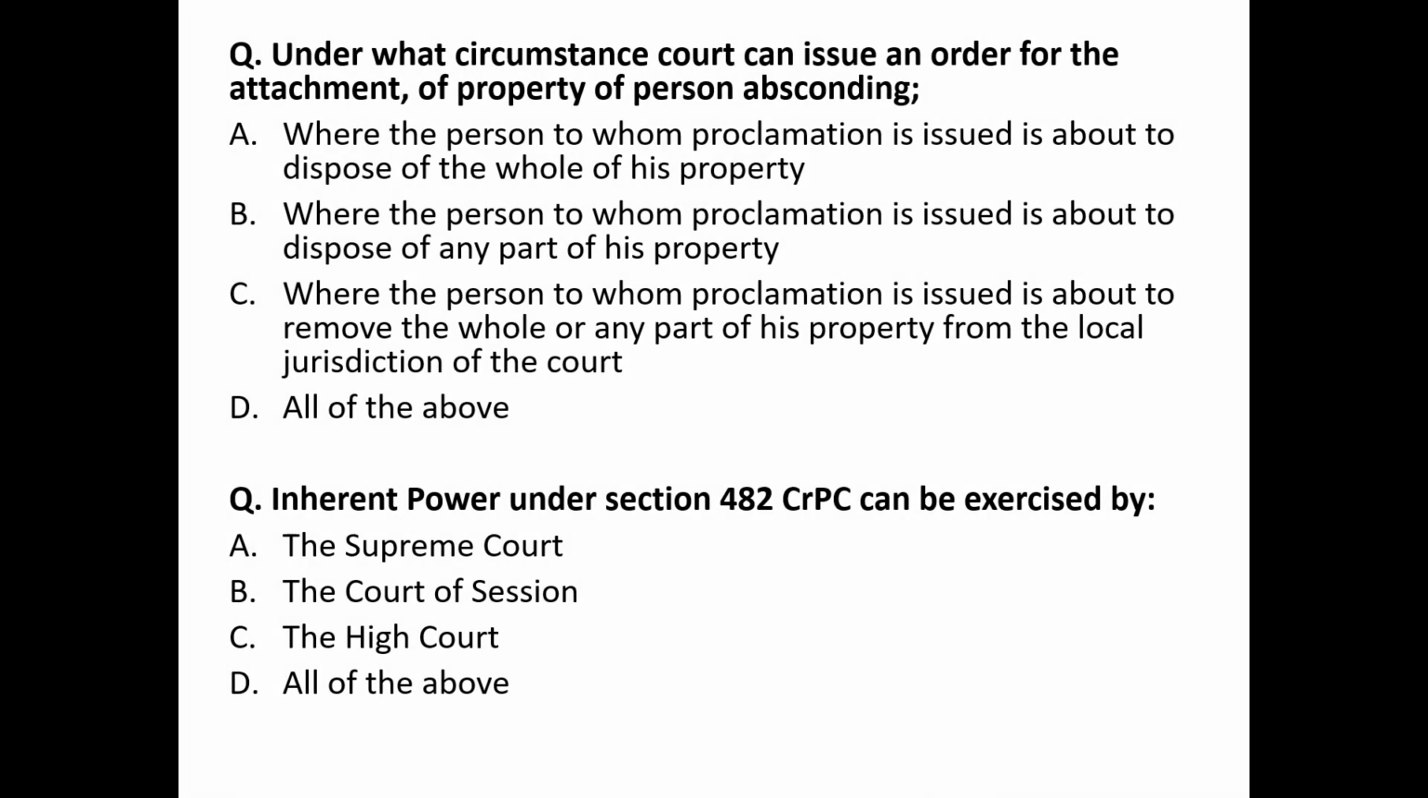Next question. Under what circumstances can the court issue an order for the attachment of property of a person absconding? Where the person to whom the proclamation is issued is about to dispose of the whole of his property, correct. Where the person to whom the proclamation is issued is about to dispose of any part of his property, correct. Where the person to whom the proclamation is issued is about to remove the whole or any part of his property from the local jurisdiction of the court, correct. So the answer will be option D, all of the above.